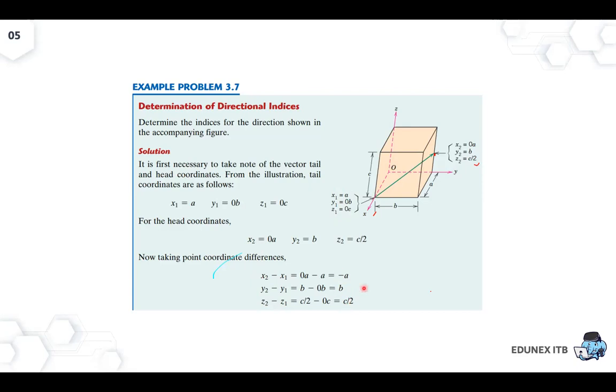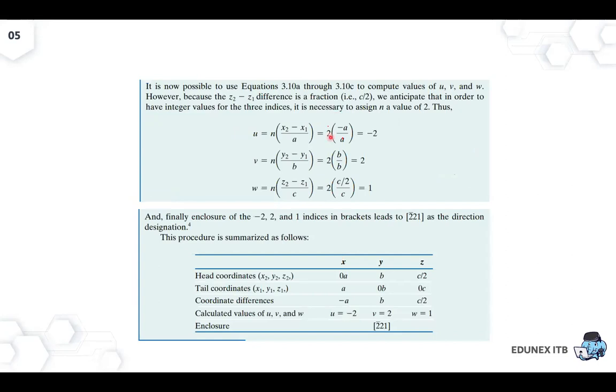Okay, and the next step, we divide them by the respective letters a, b, and c, and we put it into the formula where n is an integer. Integer means if we have a fraction, then we can multiply it by a number to make it an integer. In this case, because there is a fraction here, c over 2 divided by c is equal to half, so the integer is 2. So we multiply all of them. U, V, and W are multiplied by 2. Then we get U is minus 2, V is 2, and W is 1.